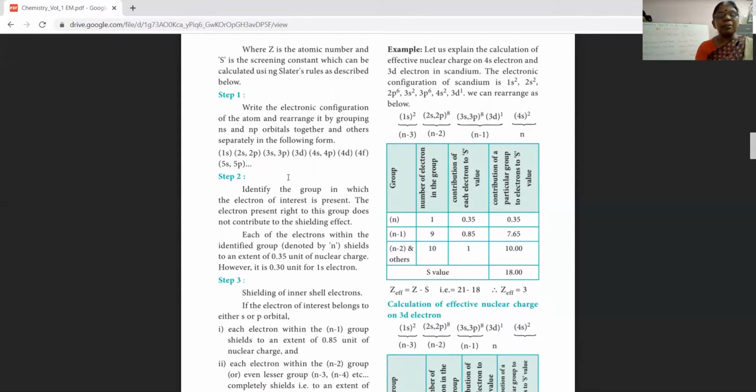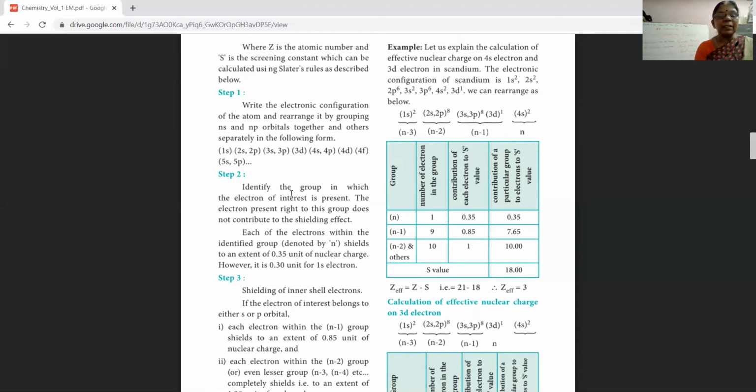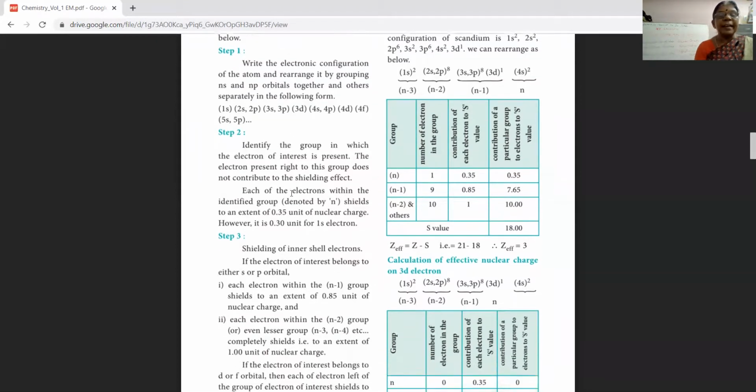Second step, identify the group in which the electron of interest is present. The electrons to the right of this group do not contribute to the shielding effect. Each of the other electrons within the identified group, denoted by n, shields to an extent of 0.35 unit of the nuclear charge. However, it is 0.3 unit for the 1s electron, that is, for only hydrogen and helium.